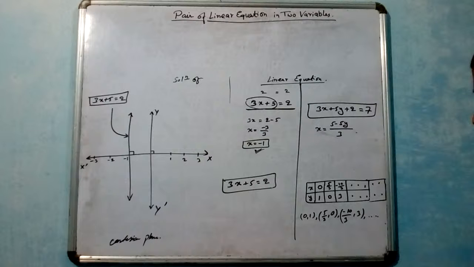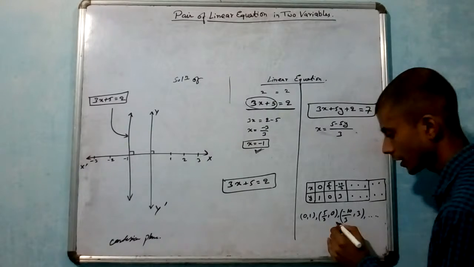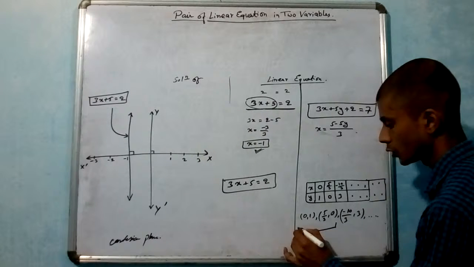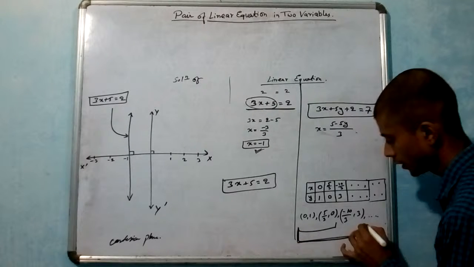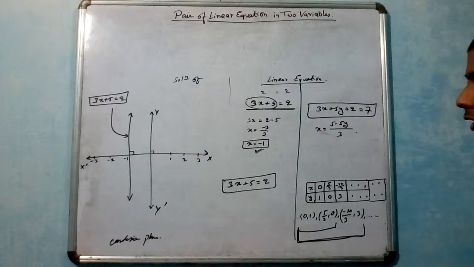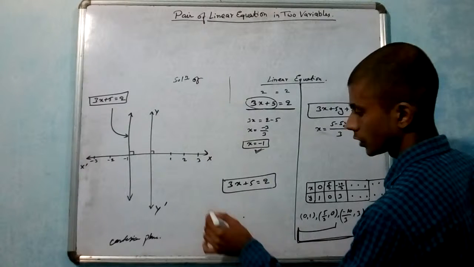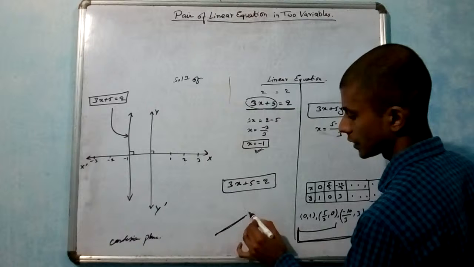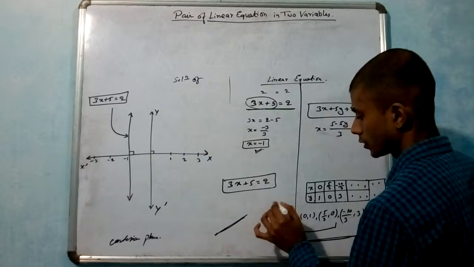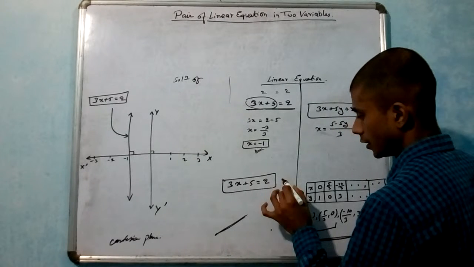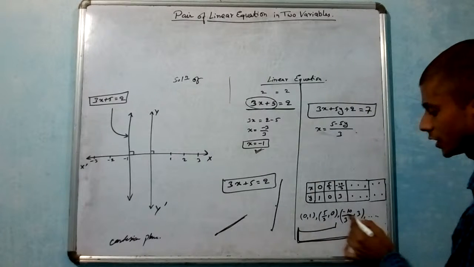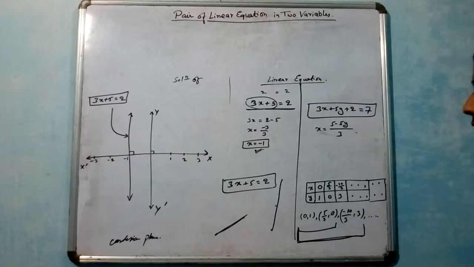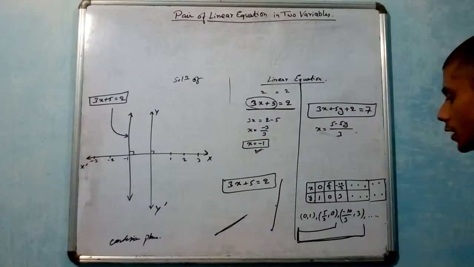Okay? So we must avoid taking only 2. We should take 3 points. Taking 3 points will confirm that we are not doing anything wrong, because any 2 points you take, we can join them and get a straight line. But for the 3 points to be in a straight line, it's important that the solution must be correct. That's why we must take 3 points for locating any straight line. Further we will be needing this, that's why we are discussing it here.